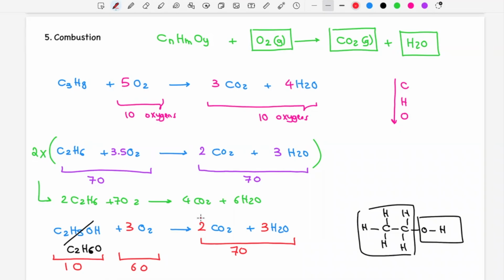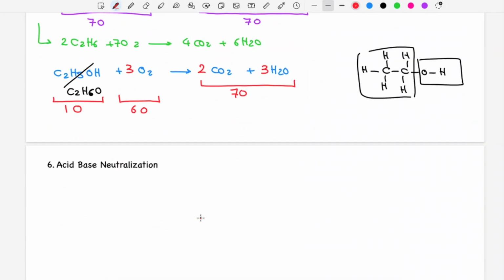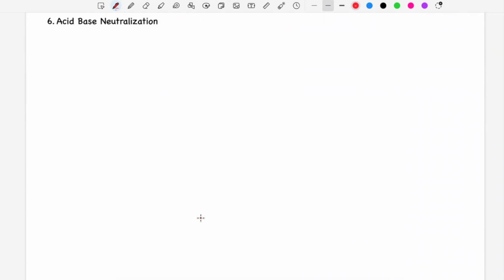Okay, so this was it for combustion. Now we go to acid-base neutralization. So in an acid-base neutralization, an acid is always combined with a base, and together we say it makes us a salt. By the way, salt is another name for an ionic compound, and water. So these are the products of acid-base neutralization.